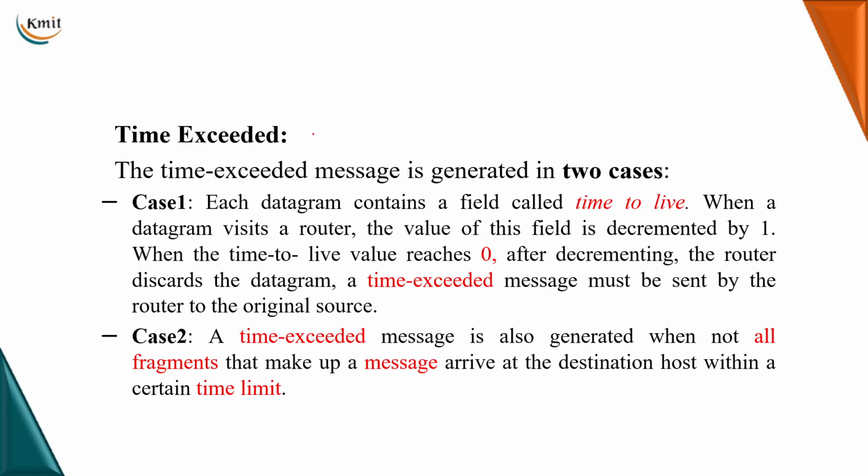The next message is the time exceeded message. The time exceeded message is generated in two cases. If you remember, in the IP datagram format, I told you that we have a field called time to live, and in IPv6 we have a field called hop limit. The purpose of this field was that whenever a particular datagram visits a router or a host, the number of hops it makes is limited. Each time the datagram makes a hop, the time to live value is decremented by 1. Whenever this value becomes 0, the datagram is discarded. So whenever the TTL value reaches 0, the source is informed with a message called time exceeded. With this, the source understands that the TTL value has become 0, and that is why the datagram was discarded.